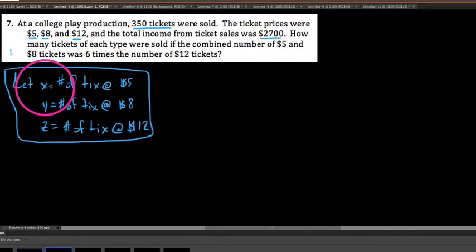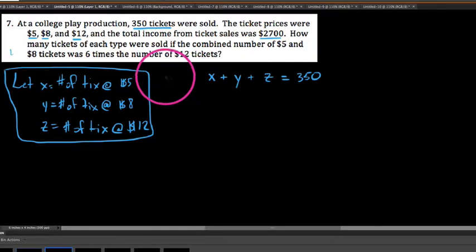And so if we knew how many x, y and z were sold, and we wanted the total number, then we would say the number of tickets sold at $5 plus the number of tickets sold at $8 plus the number of tickets sold at $12 should come out to be 350 tickets. So this would be our tickets equation here, and we could say that we've accounted for this number.